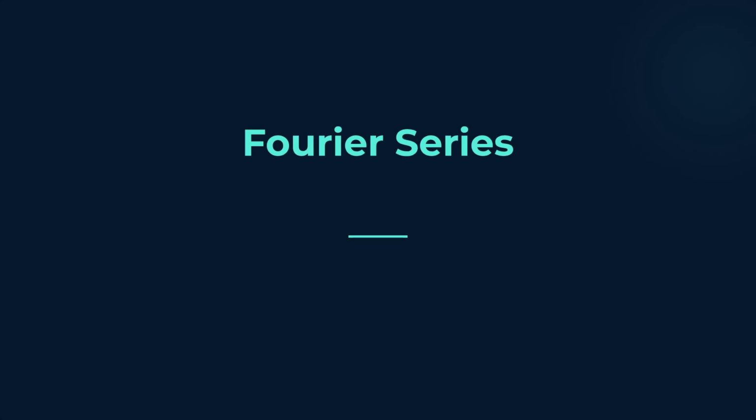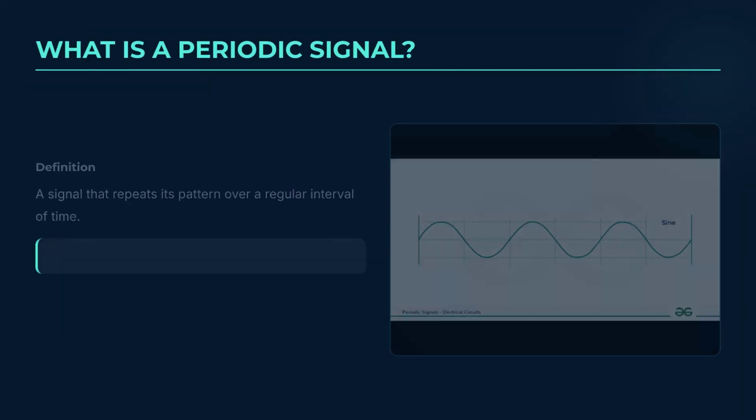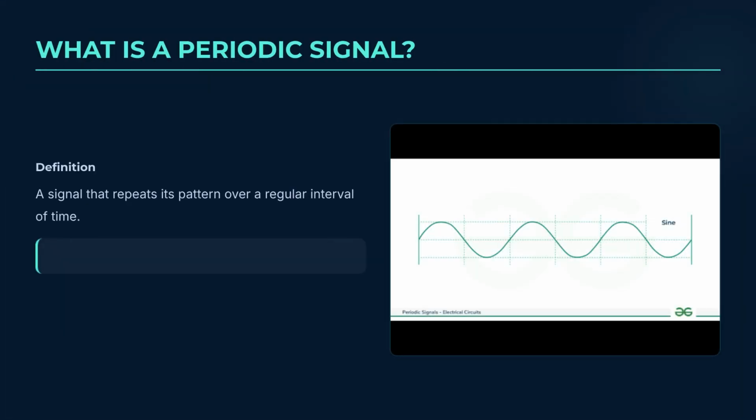Welcome to this video on Fourier series, a powerful mathematical tool for representing periodic signals in the frequency domain. It forms a crucial foundation for modern signal processing and engineering. First, what is a periodic signal? It's a signal that repeats its pattern over a regular interval of time, T. Mathematically, this is expressed as x(t) = x(t + T), where T is the fundamental period.